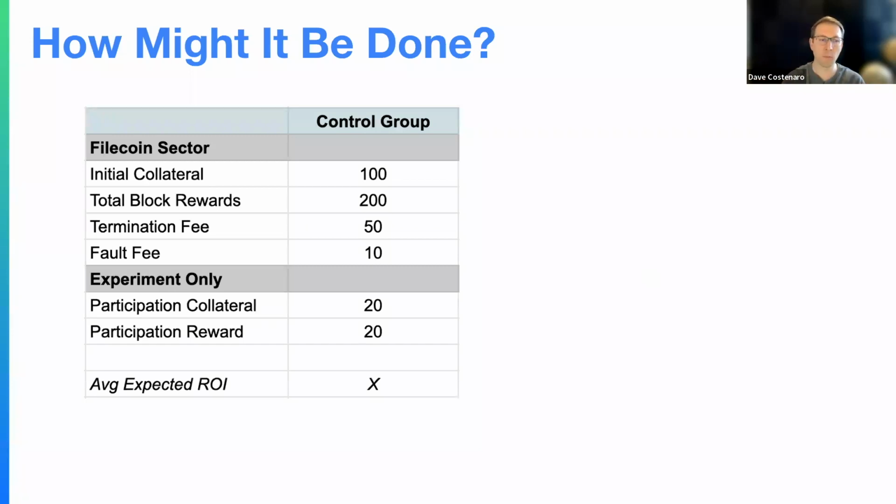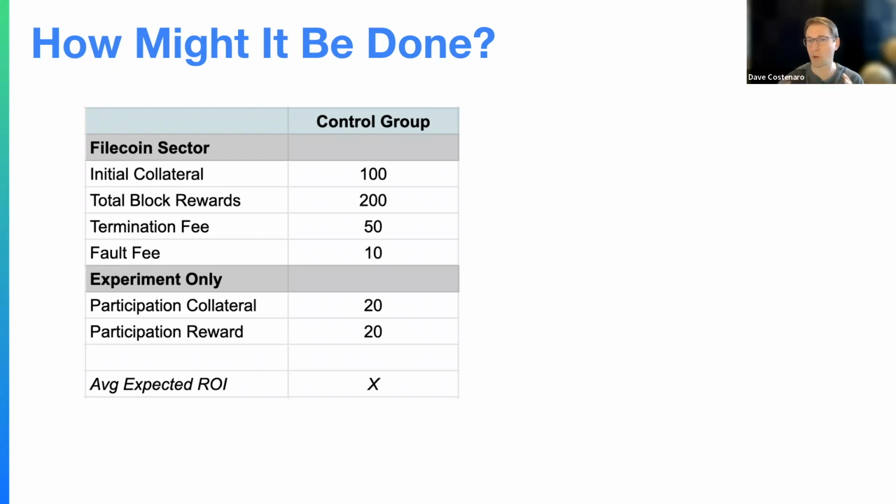If you now are participating in the experiment, you activate your participation in the smart contract by depositing some collateral, we'll call it 20 units, into the smart contract for the experiment. And then at the end of the experiment, you would get that back in the same way that you get your initial collateral pledge for the default Filecoin sector. And you'd also get this reward. So this is now the new part, the participation reward of 20 units. And whatever that would have to be to attract people to participate in the program, that's the amount.